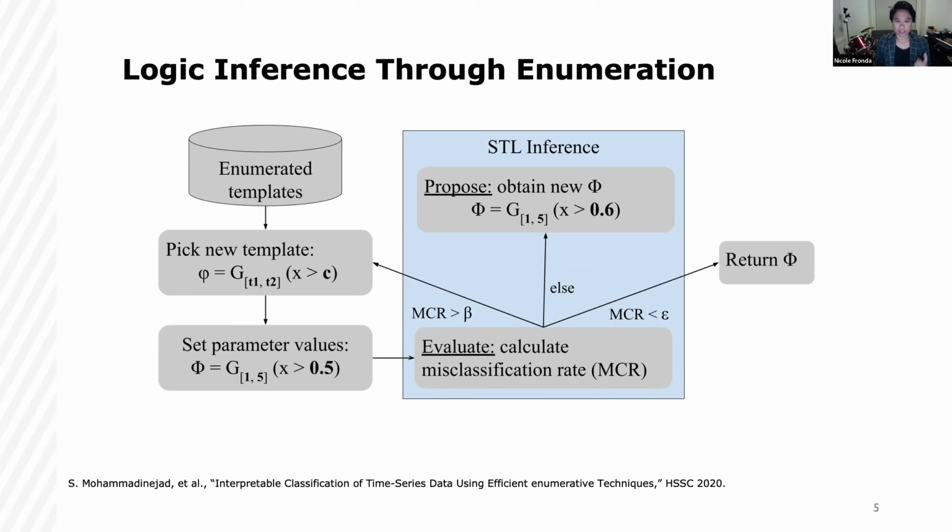However, if MCR cannot get any better just by tuning the parameters of the template, then a new template is chosen and then the process repeats. This method does a complete search over the formula space because it enumerated all formulas up to a certain length, but this can face combinatorial runtime explosion if the feature space is large and the number of templates to check in the database increases exponentially.